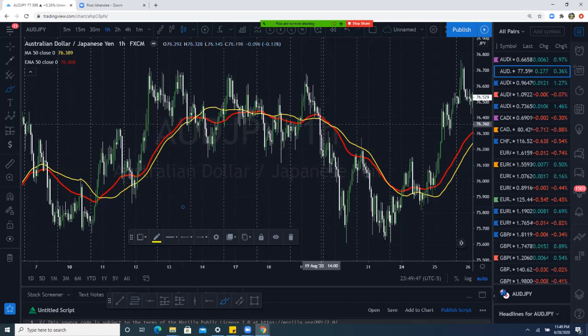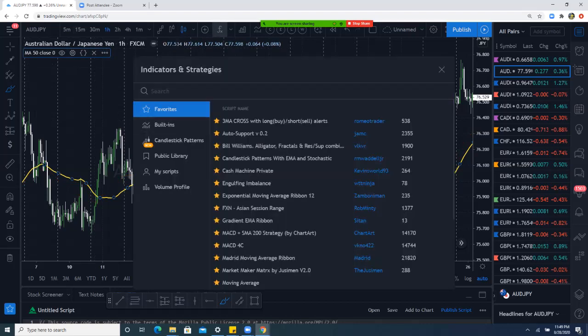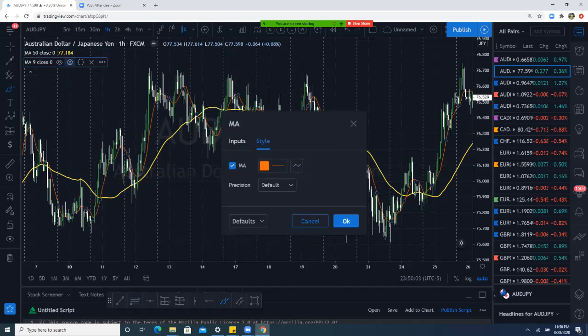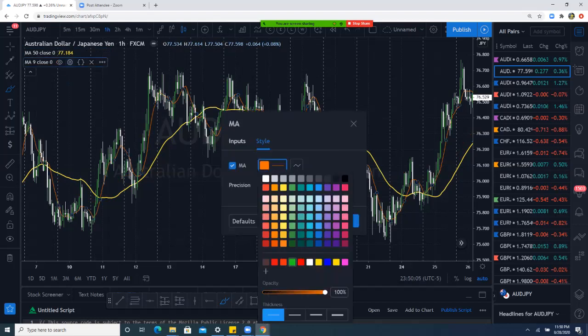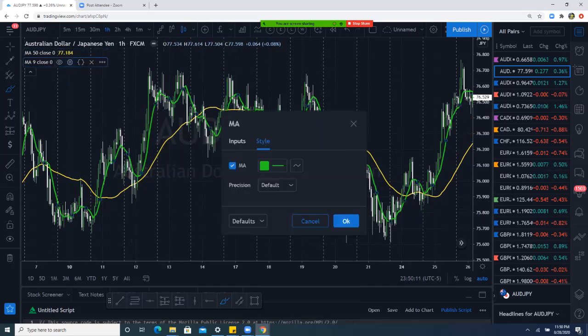So how do you use this for trend? Let me pick one of the moving averages just to make it simple. I'm going to add maybe one more moving average, and we're going to use the 20 period, for example. I'm going to make it green and then make it 20 period.